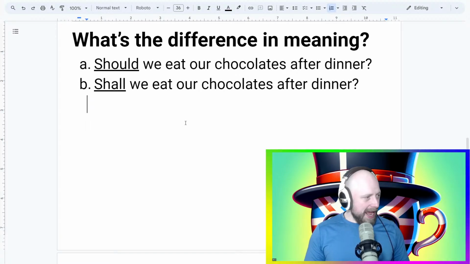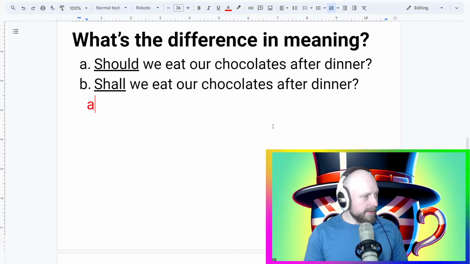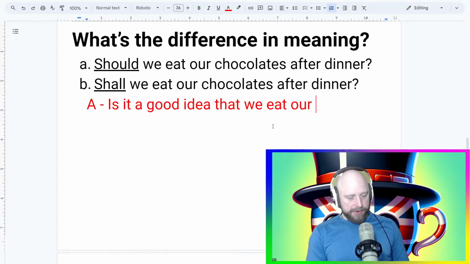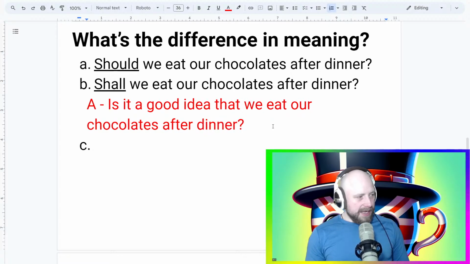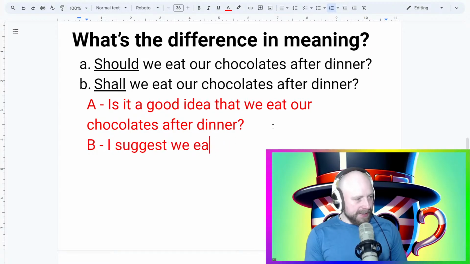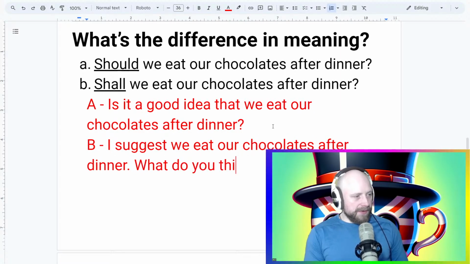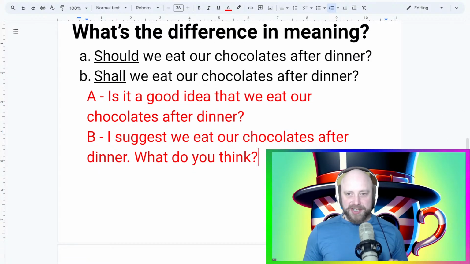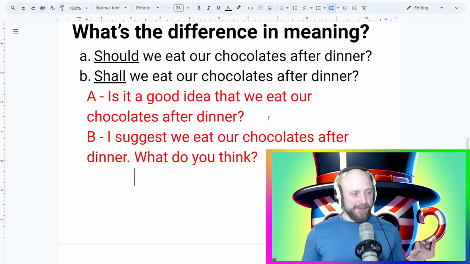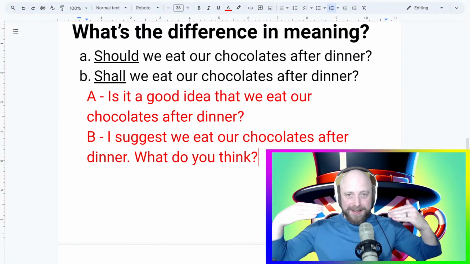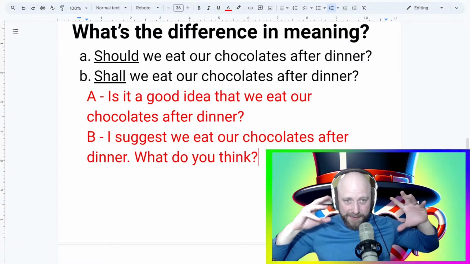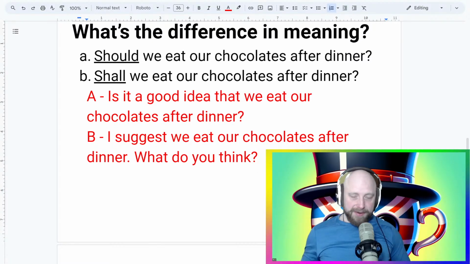But essentially, with A, let's get a different colour. With A, it's like I'm saying, is it a good idea that we eat our chocolates after dinner? And with B, I'm saying, I suggest we eat our chocolates after dinner. What do you think? So, as you can see, functionally, they are basically the same, but there is a slight difference in the meaning there. Right? So, if someone says yes to either of these, then it could lead to the same result. However, there's just a slight difference in the semantics, that is, the meaning of how they're asked.